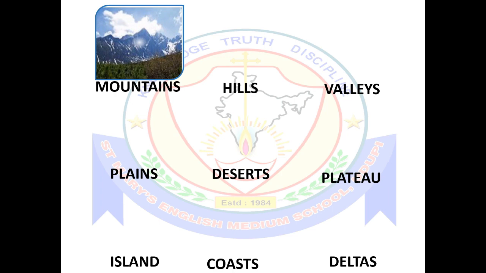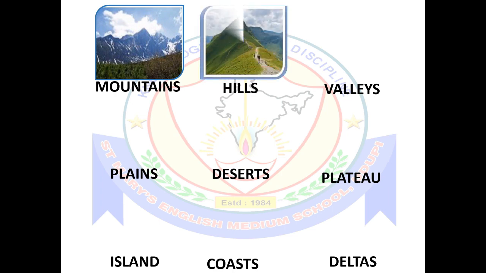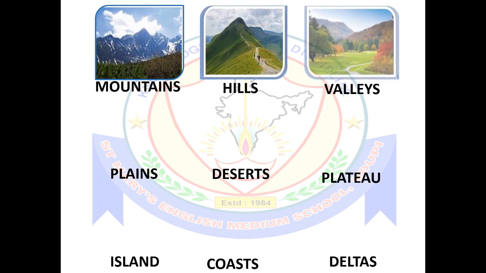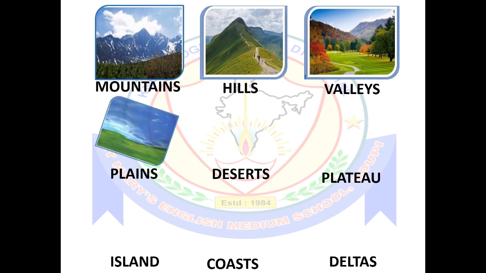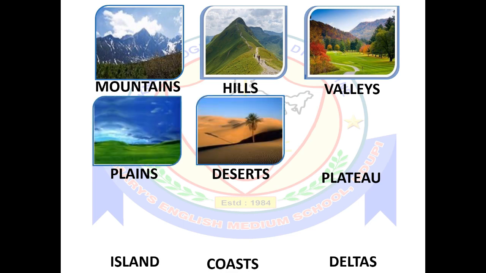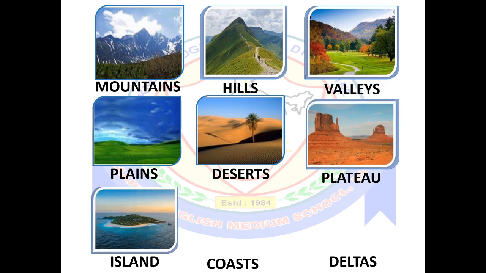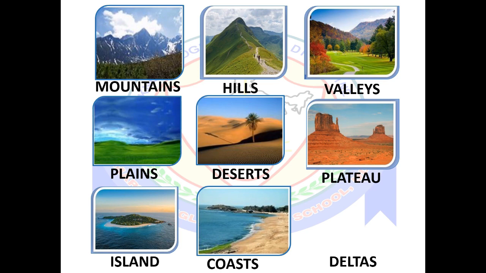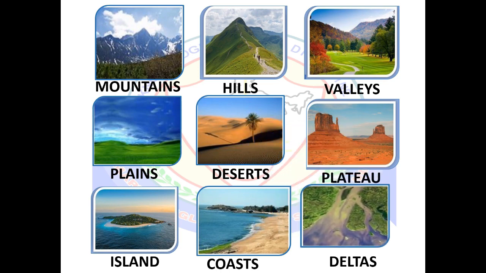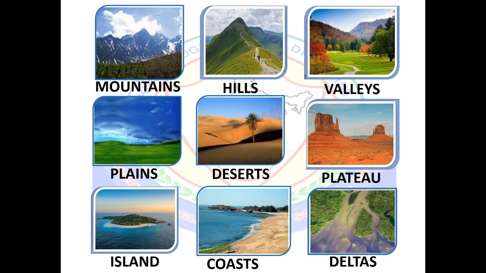Mountains, hills, valleys, plains, deserts, plateau, island, coast, deltas. These are some of the landforms.